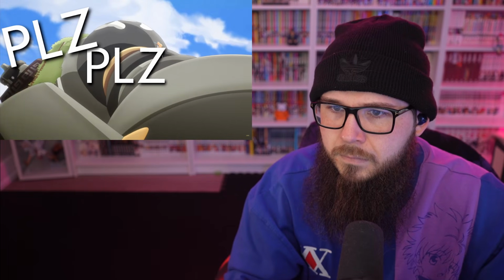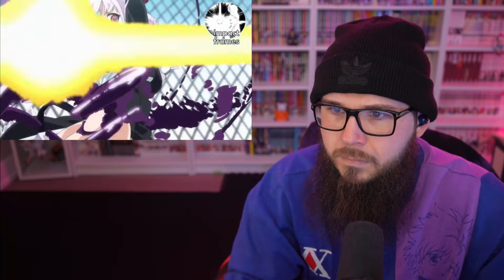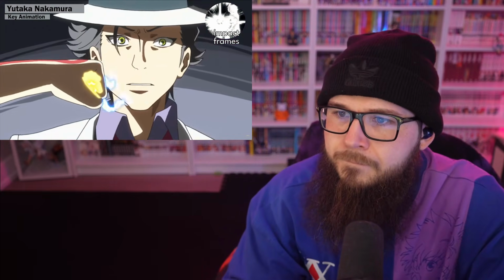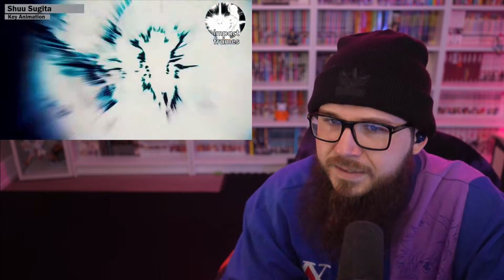Impact frames occur when impact happens, like a punch, explosion, you name it. To fully emphasize it more, it's a more stylized drawing, usually flashing for a couple of milliseconds, but sometimes animators like to draw a crazy number of impact frames. Take this cut by Vincent Chanzard, or this one by Shushita.